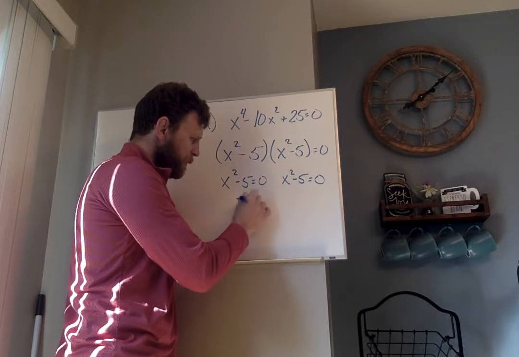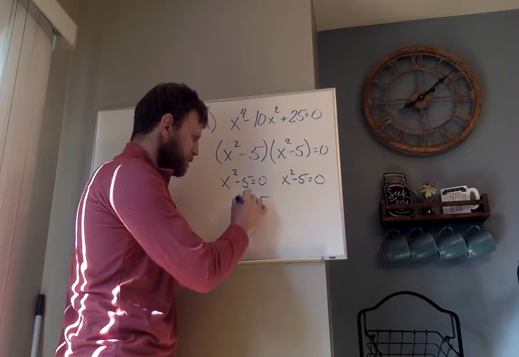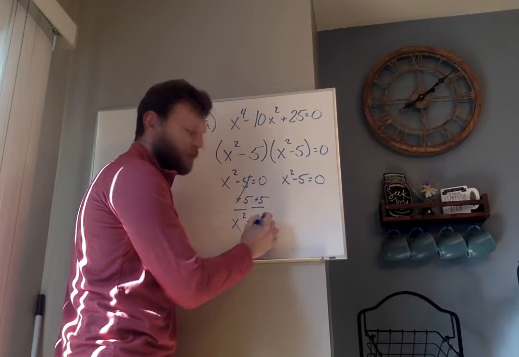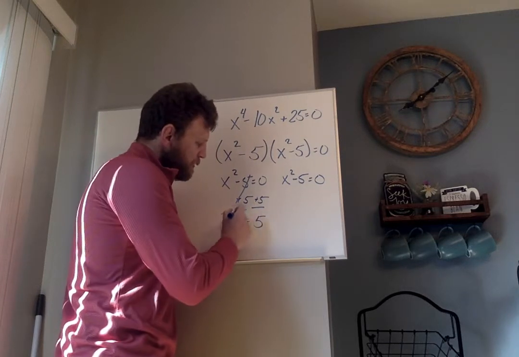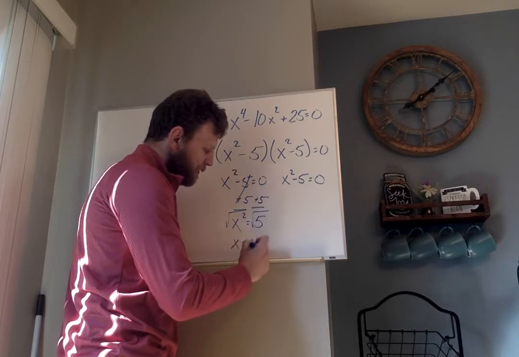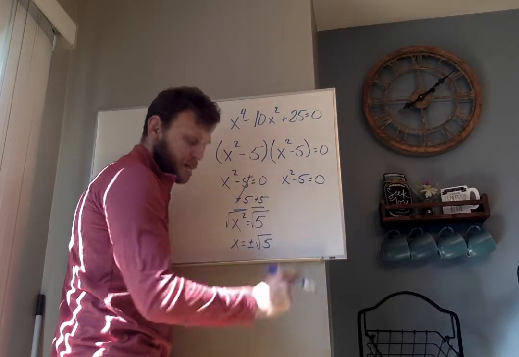So I add 5 to both sides. Then I have x squared equals 5. Now I can take the square root of both sides, and I have x equals plus or minus the square root of 5. And I'm done.